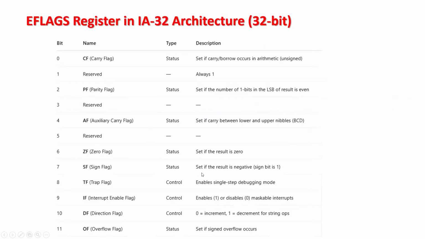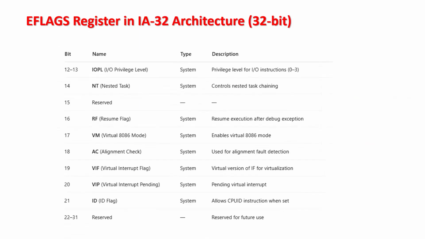As I stated, bit 0 is the carry flag, a status flag. Set if carry or borrow occurs. Bit 1 is reserved and it is always 1. Bit 2 parity flag. Bit 3 reserved, bit 4 auxiliary carry, 5 reserved, 6 zero flag, 7 sign flag, 8 trap flag, a control flag, 9 interrupt enable flag, a control flag, 10 direction flag, a control flag, and bit 11 overflow flag. Then 12 and 13 IOPL, which defines the privilege level.